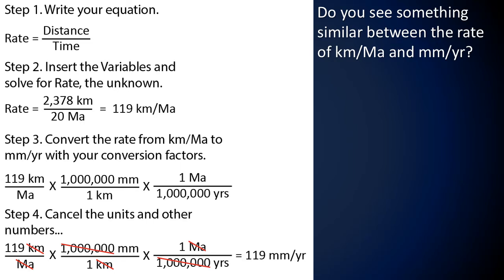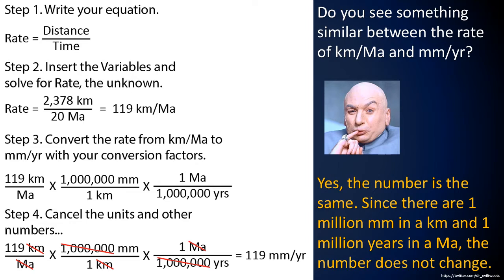Do you see something similar between the rate of kilometers per millions of years and millimeters per year? Yes, since the number is the same, since there are 1 million millimeters in a kilometer and 1 million years in a million years, the number does not change.